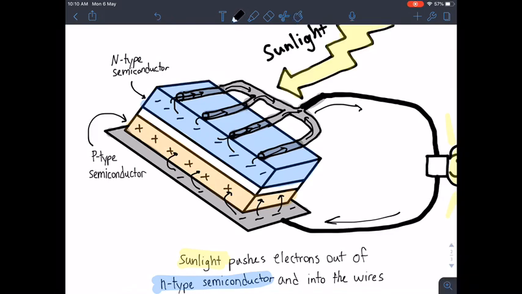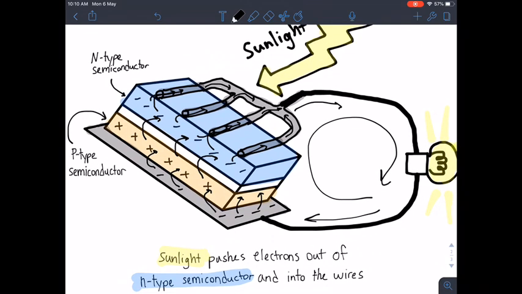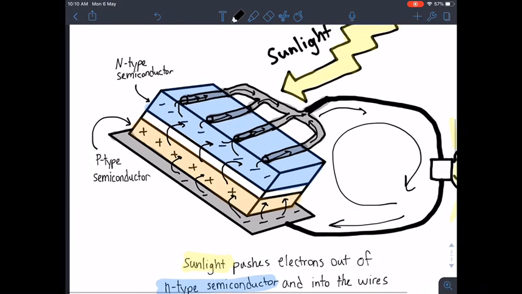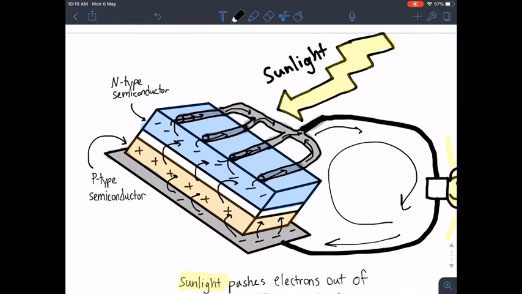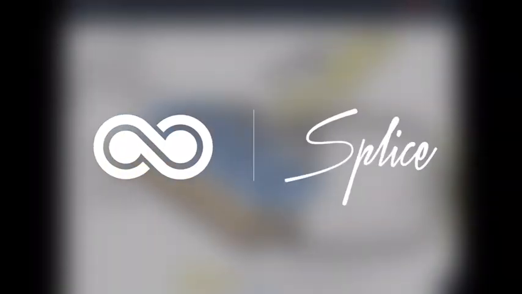And then when sunlight hits the material again, it's going to cause those electrons to jump back over here and kind of replenish the N-type semiconductor, which kind of closes the loop. And so whenever there is sunlight, you're going to get a movement of charge through this circuit because there's a difference in electric potential between the N-type semiconductor and the P-type semiconductor that can be measured as a voltage. As long as you have voltage, you can have electricity.